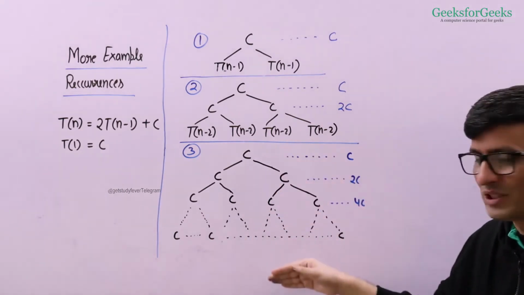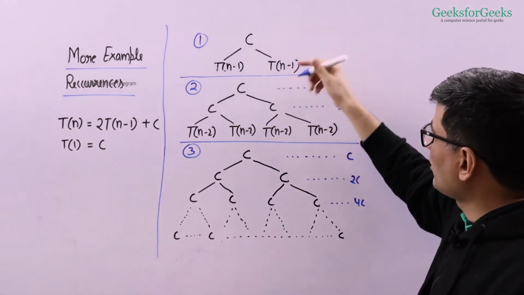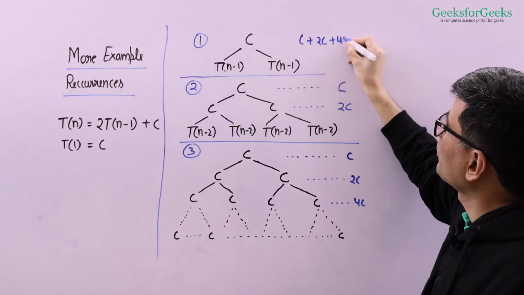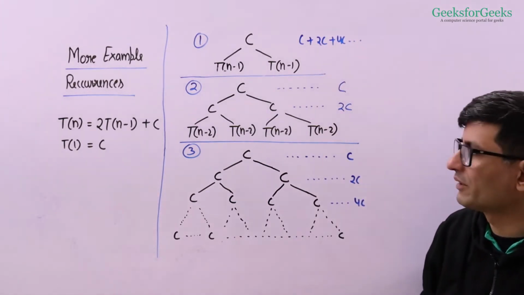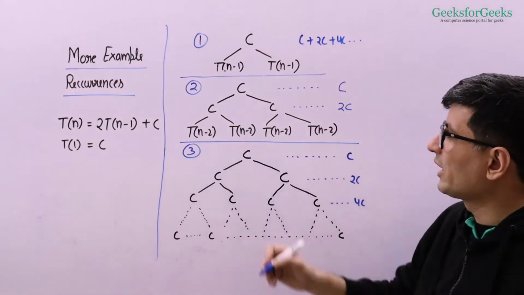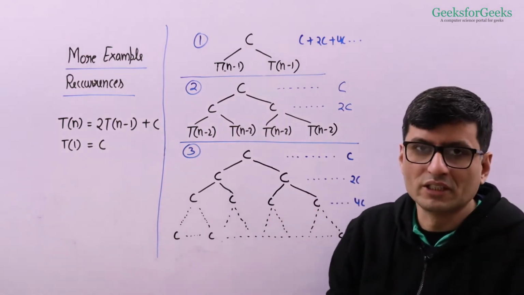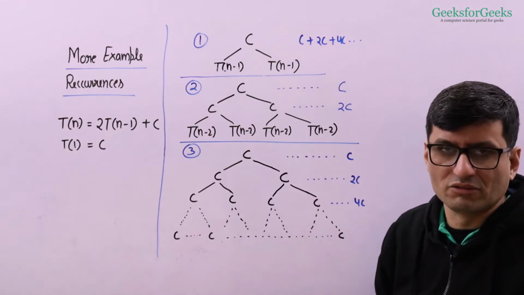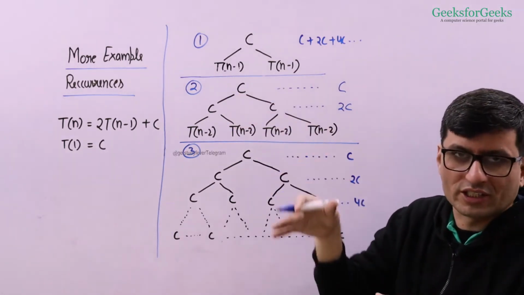And how many levels we are going to have? See, the series is very clear. It's the series of total work done. The value of the total work done is C plus 2C plus 4C, and what will be the last term and how many terms we are going to have. See, if n is 3, then you will have 3 is called, then 2 is called, then 1 is called. You are going to have 3 levels. So for any value of n, you are going to have n levels, right? For n equal to 4, you are going to have 4 levels in the recursion tree.